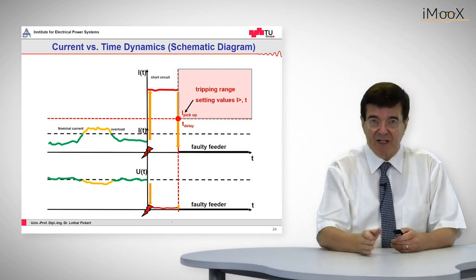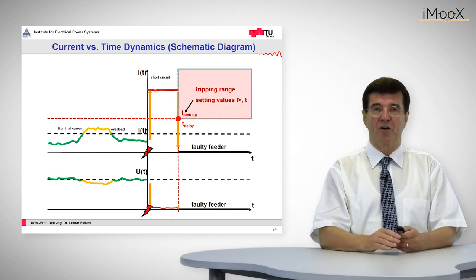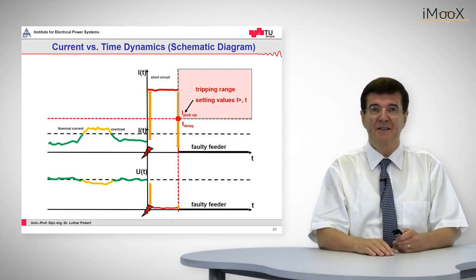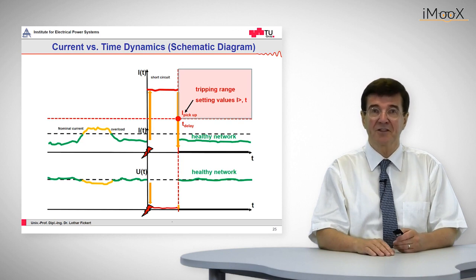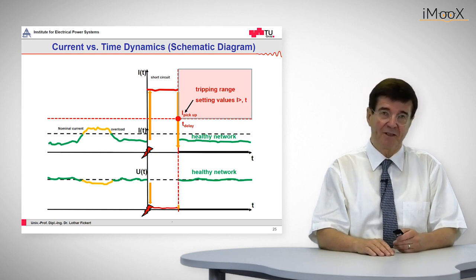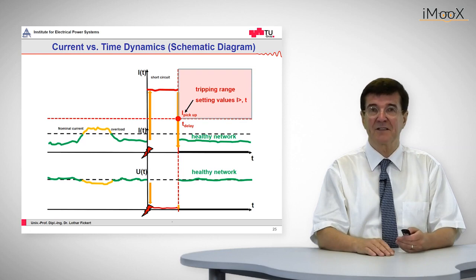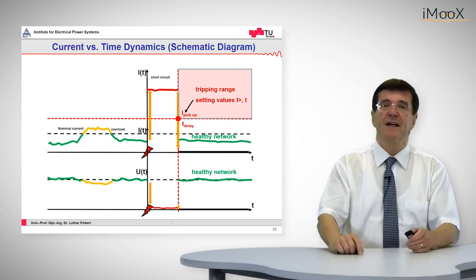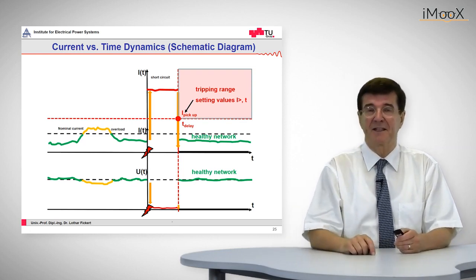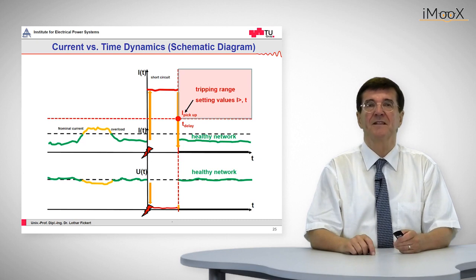The current will go down to zero, since the circuit breaker has opened the faulty feeder, and the voltage on the faulty line, of course, goes down to zero. And the voltage in the healthy network, in the other feeders, has recovered since there is no fault anymore in the grid, and the current in these healthy feeders, by the way, is more or less the same as before. So this was the voltage and current dynamics versus time.